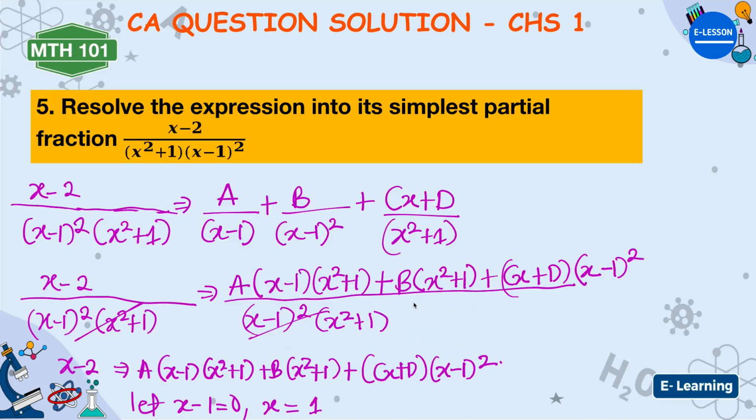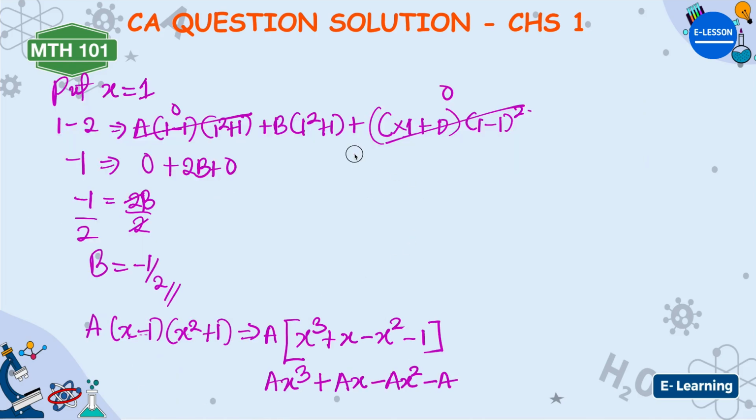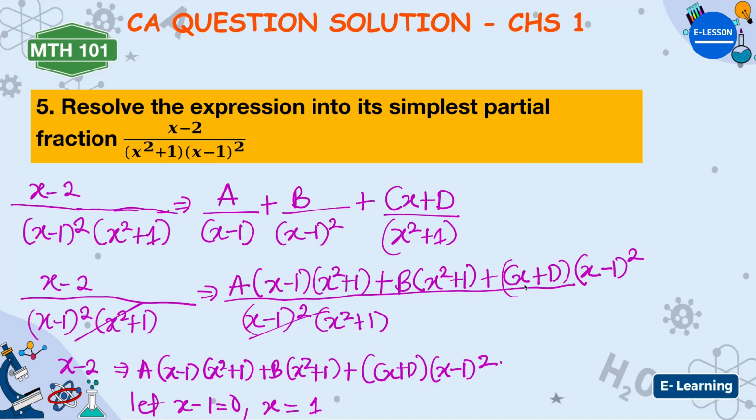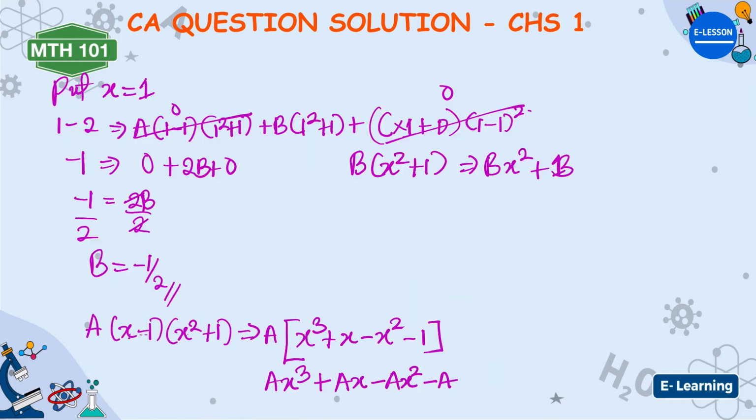Now let us do for B. For B is B bracket x squared plus 1. Let's take it. So this gives us B bracket x squared plus 1. This one is very straightforward and simple. B multiplied by x squared, that will give us what? Bx squared plus this multiplied by this will give us what? B, because B times 1 will give us B. Now, the next one, which is the last one, is Cx plus D bracket x minus 1 squared.